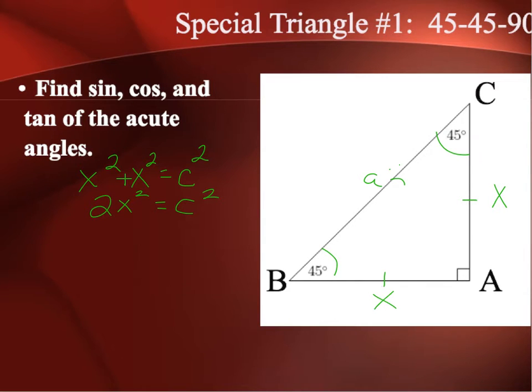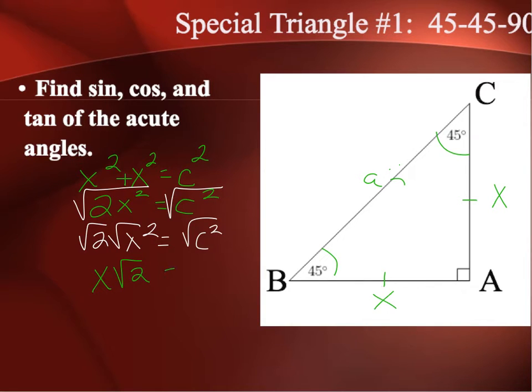So I'm going to take the square root right here, the square root right there. So that's square root of x squared equals square root of c squared. I can simplify a ton of this, right? I mean, square root of x squared, that's just x. Square root of 2 is ugly, so leave it alone. And square root of c squared is c. So I now know a measure for the hypotenuse. The hypotenuse is x radical 2.